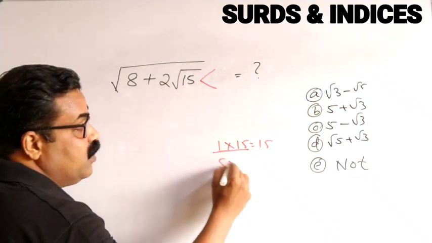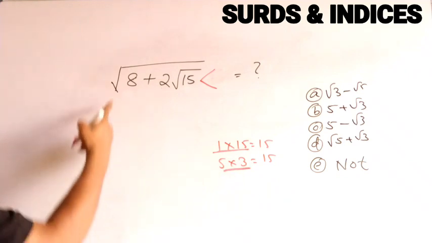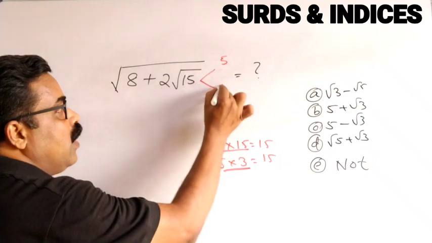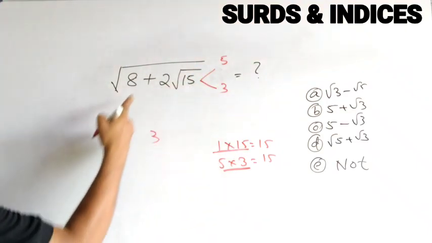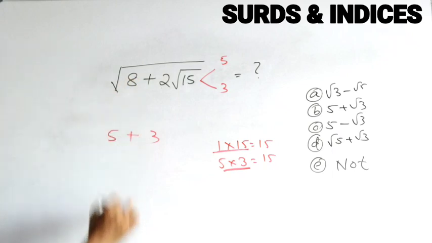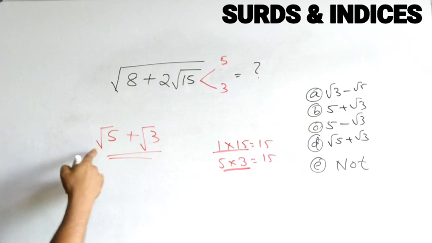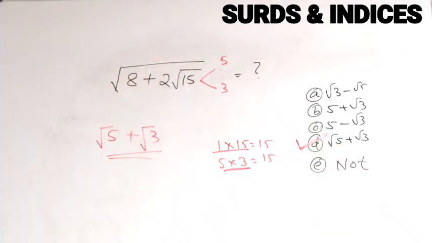Next, you can say 5 into 3. 5 into 3 is 15. When you add 5 and 3, you are getting 8. So you can split this 15 as 5 and 3. So your answer will be 5 and 3. Here it is plus. So answer also will be plus, and put both the numbers in root. So root 5 plus root 3. So this is the correct answer. Root 5 plus root 3.